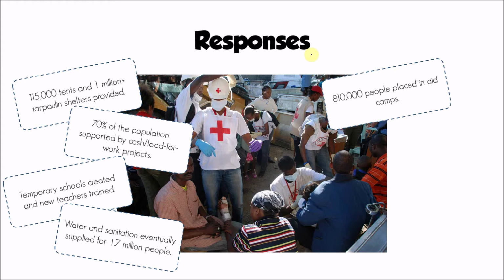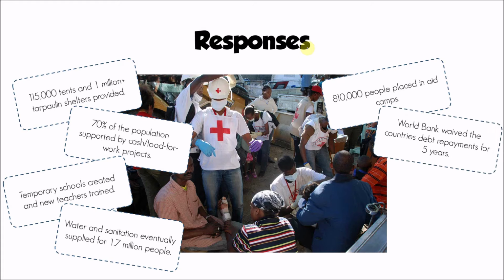It's about 810,000 people placed in formal aid camps. Again, compare that to the 1.5 million people made homeless, and we'll see quite easily that we're not dealing with everybody within this situation. A large proportion of Haiti's population were very much left to their own devices to fend for themselves.